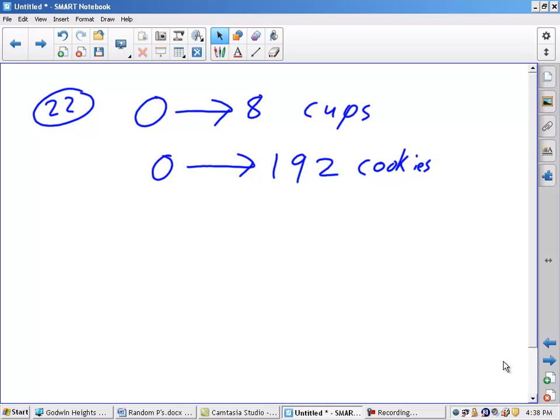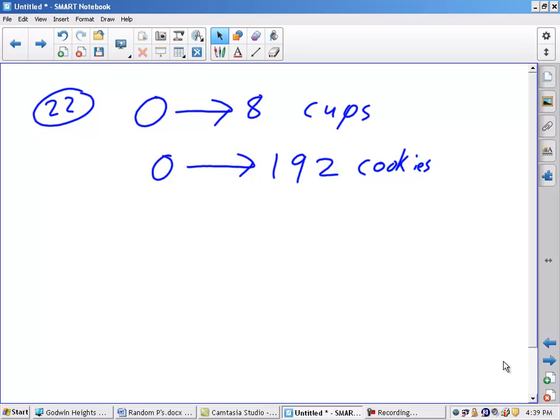Okay, the only thing I want to show you on number 22, I think this is all you really need to know, is it says you have 8 cups of flour that you can use, and it takes 1 cup of flour to make 24 cookies, and it gives you a bunch of other stuff about a function, and you have to decide what's a reasonable domain and range. Well, domain relates to the cups of flour, and range relates to the amount of cookies you can make. And it simply asks you, okay, what's a reasonable domain? What's a reasonable range?